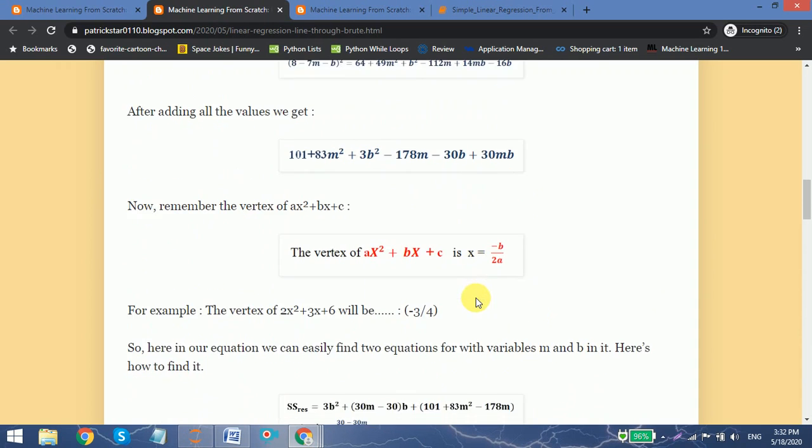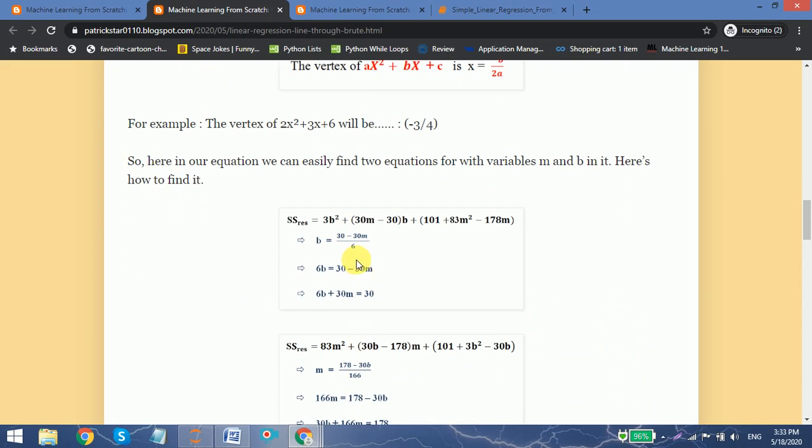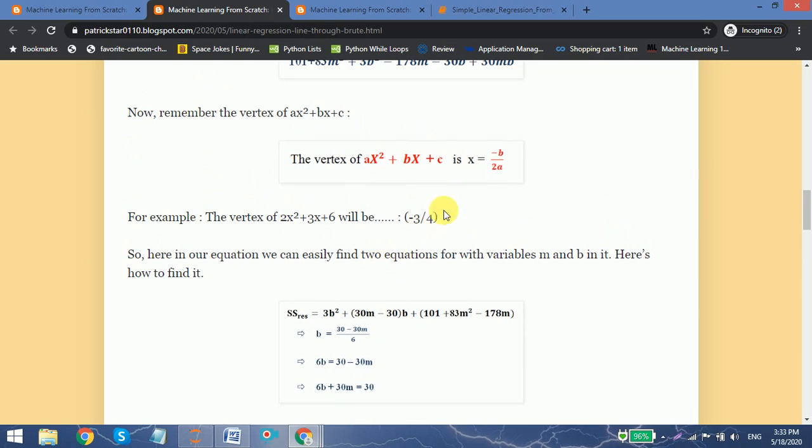Now we want to find the value of slope and intercept from here. Whenever we have an equation like ax square plus bx plus c, we know the vertex of the curve is x equals minus b upon 2a. So here we can arrange our equation like this, and from here we can find our intercept b, like b equals 30 minus 30m divided by 6. Why did we do this? Because we have the formula x equals minus b divided by 2a. So minus b equals minus 30m plus 30, that is 30 minus 30m, divided by 2a, where a equals 3, so 2a equals 6.